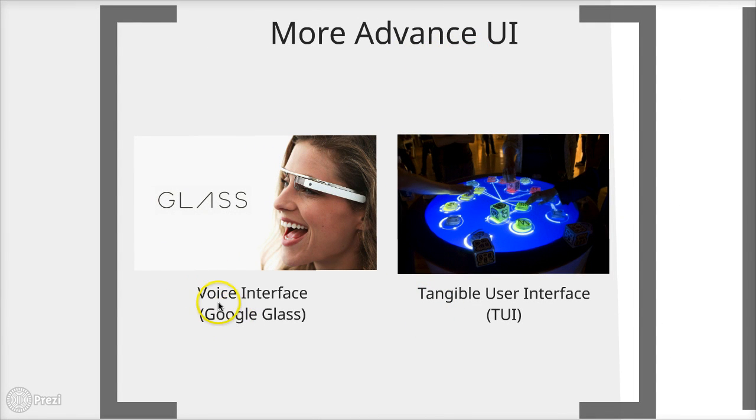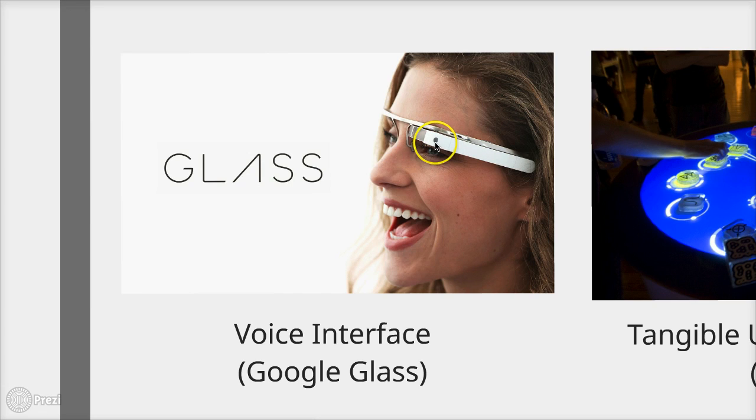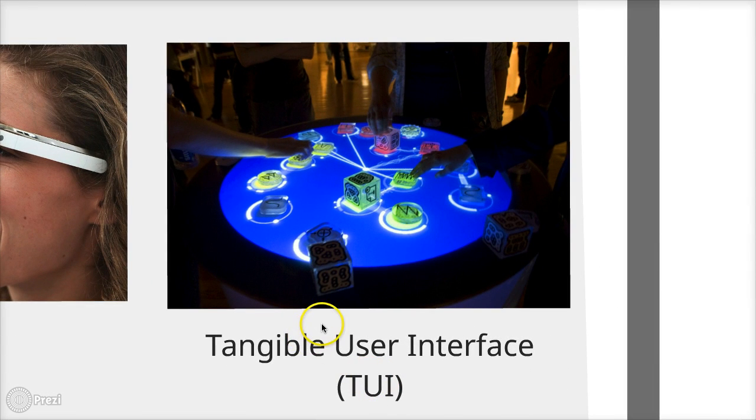For example, a voice interface, which is used in Google Glass, because a glass is so small that you cannot build in a keyboard or a mouse or even a touchscreen on the glass. So if you want to input commands to a glass, then you need some other special interface, for example, a voice interface.